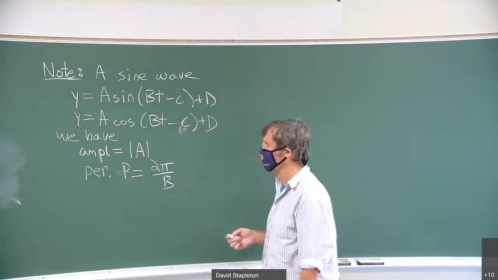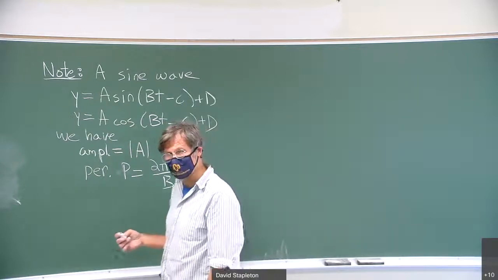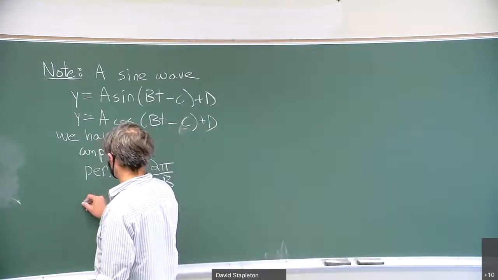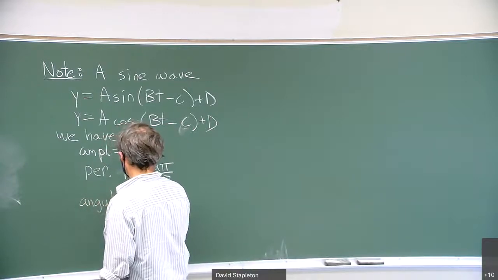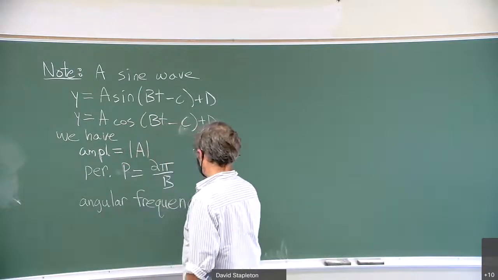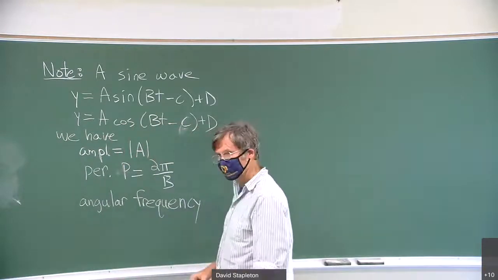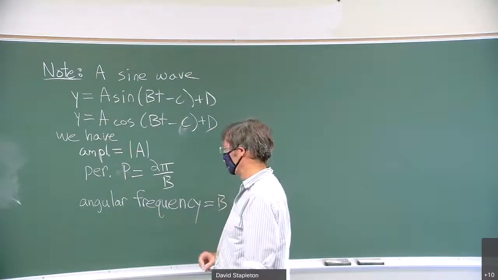But there are a couple more things that people sometimes ask you about these things. In physics, for instance, if you ever take first year physics, they might ask you, what's the angular velocity? I'm sorry, the angular frequency. What is that? This is actually very easy. It's B. Whatever multiplies T there is B.